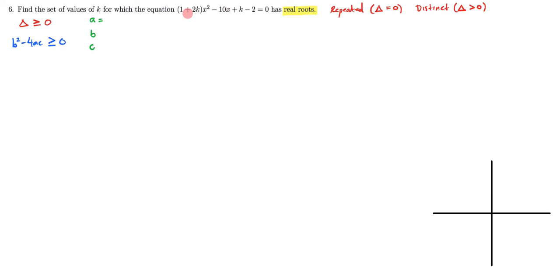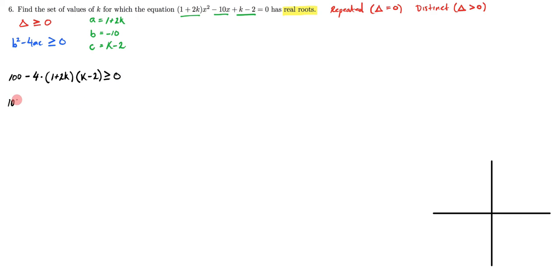My a value will be 1 plus 2k. My b value will be negative 10, and my c value will be k minus 2. I now am going to sub these values into my discriminant. So I'm going to be left with b squared, which is negative 10 squared, which will be 100, minus 4 times (1 plus 2k) times (k minus 2), and all of this will be greater than or equal to 0.